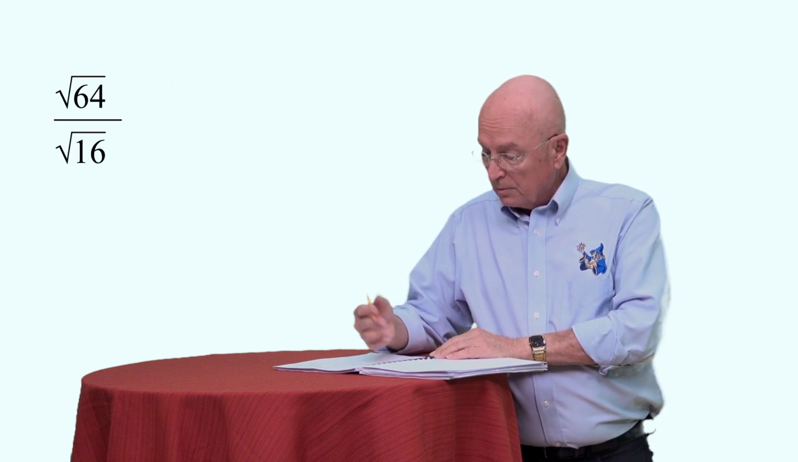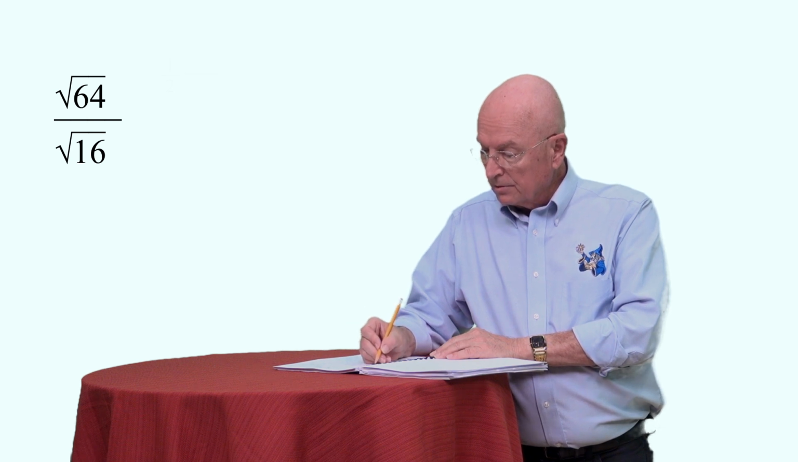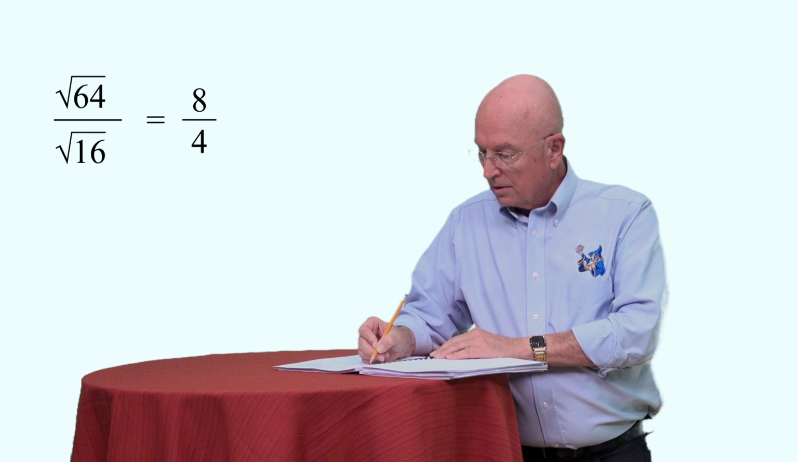Here's another one that's very similar. It's the square root of 64 over the square root of 16. One way to do it is like we did the previous one. The square root of 64 is 8. The square root of 16 is 4. 4 into 8 goes 2 times.